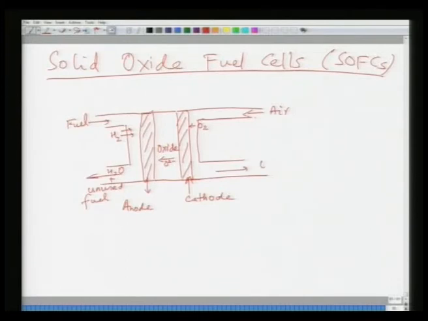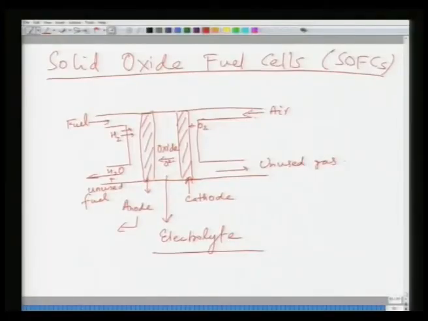Here you will have unused gas, which could be nitrogen as well as oxygen, since not all of it is consumed. And this acts as your electrolyte, which is nothing but a hard porous ceramic which allows ionic transport.